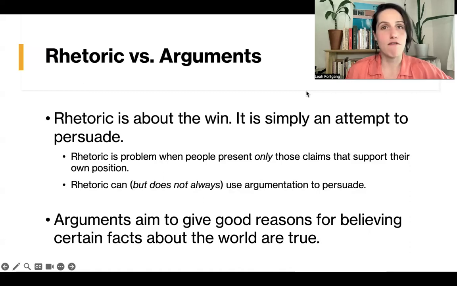So if you're maybe familiar with, say, high school debate teams, right? This idea of a debate team in high school or in college. Those kinds of debates, that kind of format where you have pro and against, they're competitions. They're all about the win. It's all about persuading the judges to buy their side of the argument. And this in and of itself is kind of a neutral thing. It's not inherently bad, right?